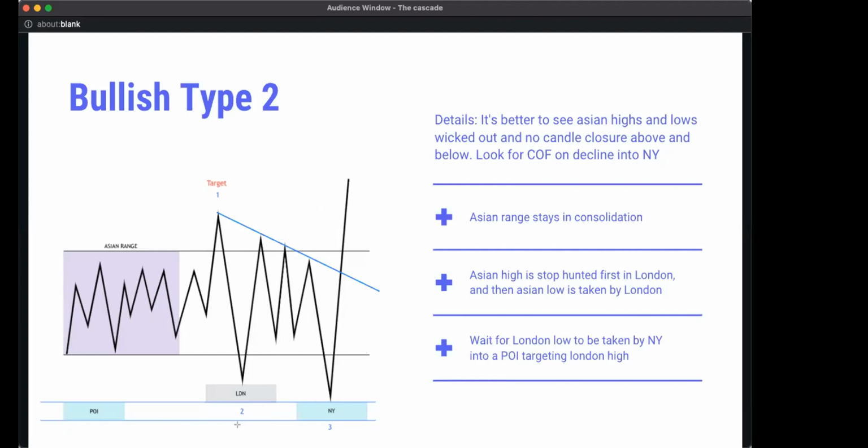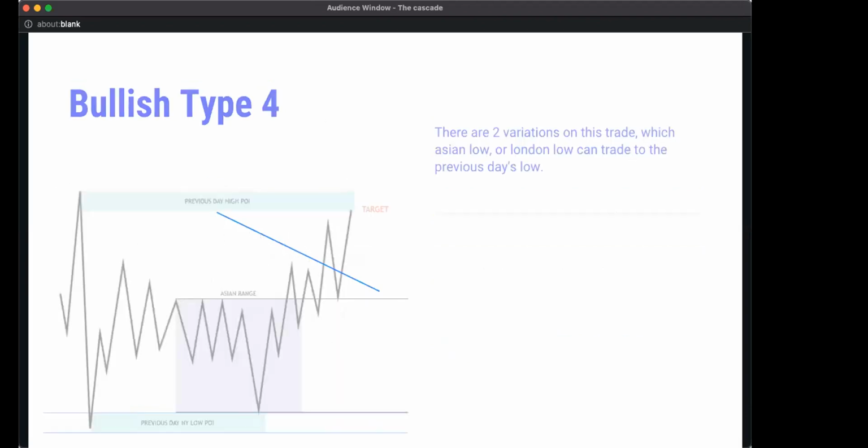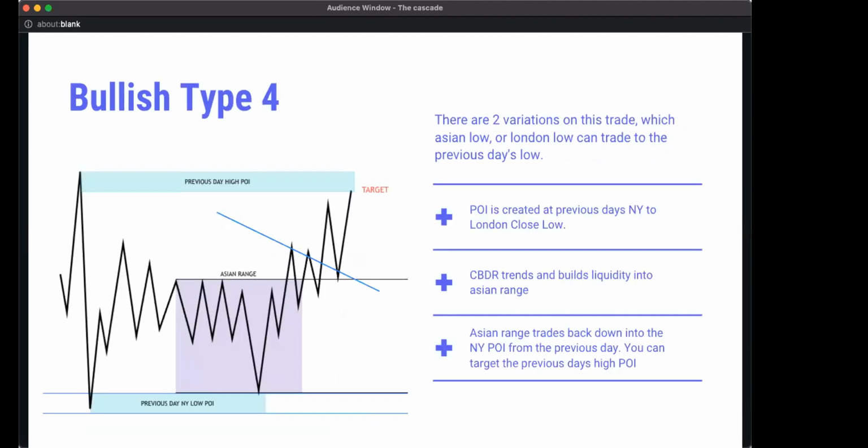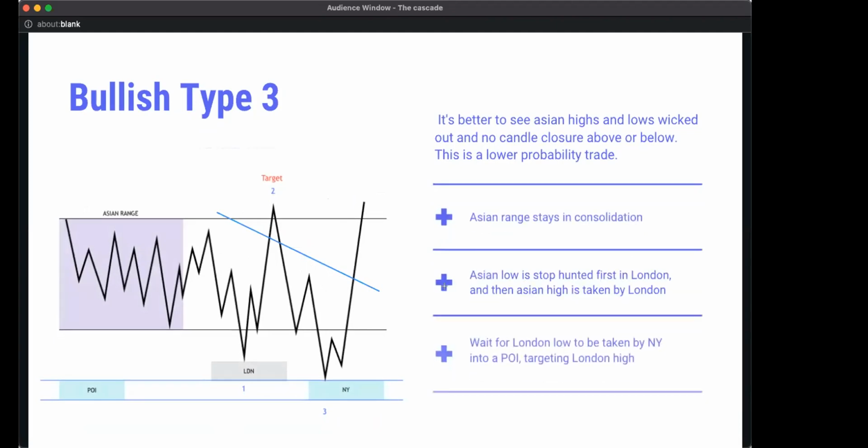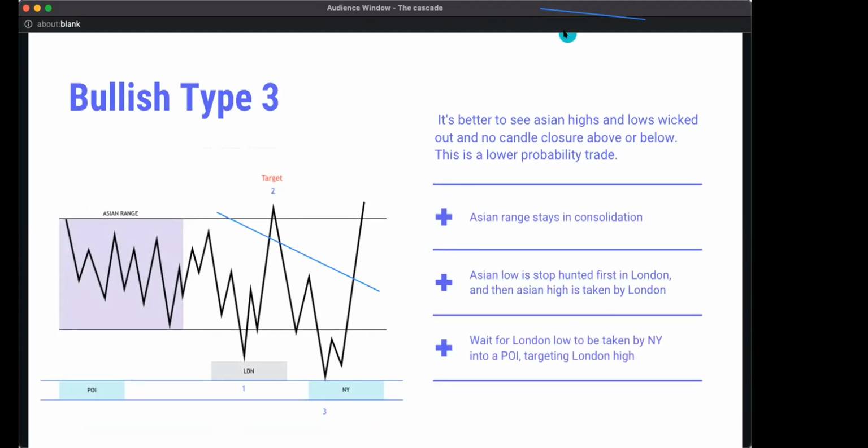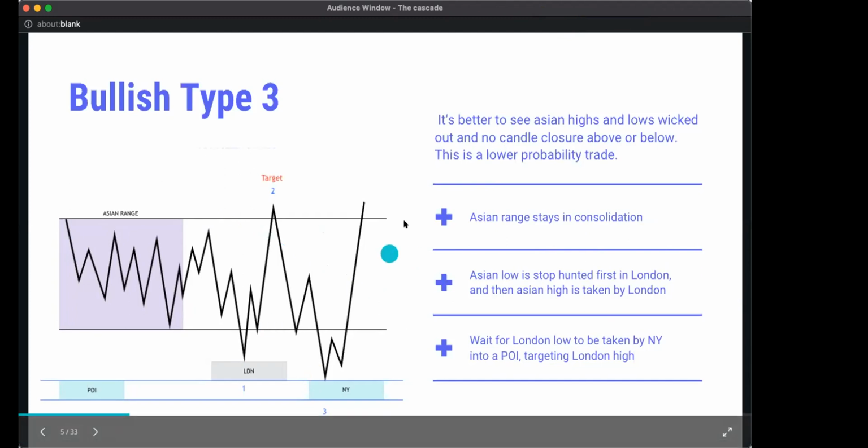Okay, moving along. Oops, that's type 4. One second, guys.